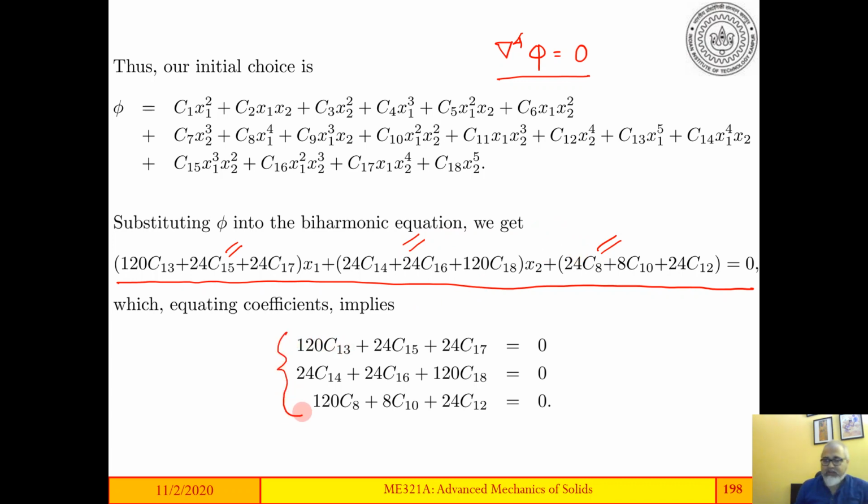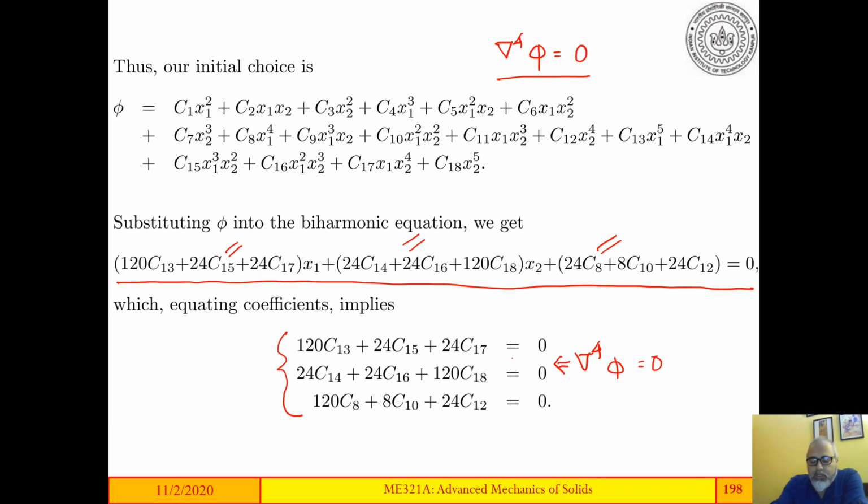You have to get 18, remember. So you got these three equations from the fact that del 4 phi is equal to 0. That gave you these three equations in these sets of coefficients. Many of the coefficients, of course, do not appear here. Now, I have this. Now I will use the boundary conditions one by one.